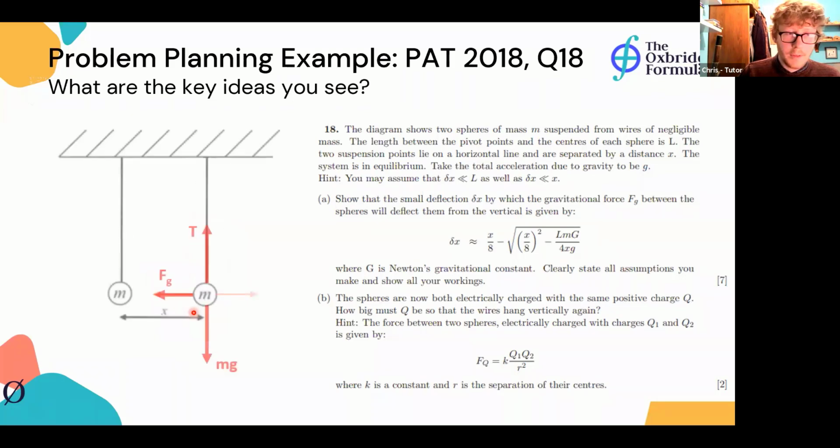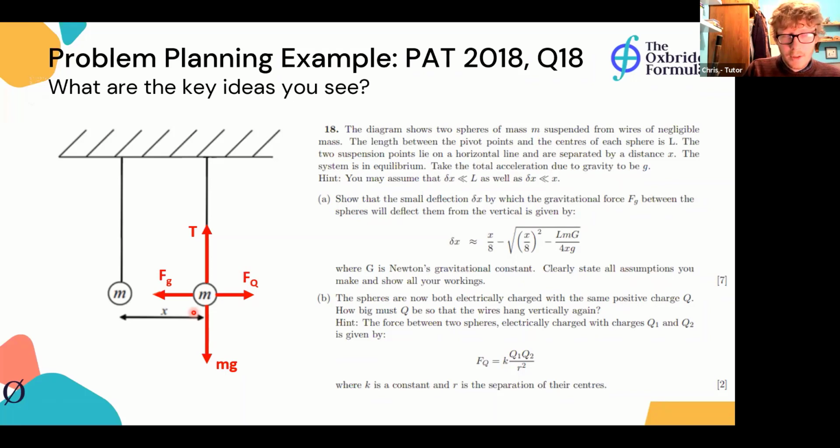So in that case, we'll still have the weight acting down, and we'll have the tension acting up, and we have this small gravitational force between the masses. So if it's going to hang vertically and be in equilibrium again, at the moment in this picture, it's not balanced because there's this force acting to the left. So, okay, we need a force acting to the right, and that must be what's supplied by the electrostatic force, which makes sense because like charges repel. So if they're both positively charged, they'll push each other away.